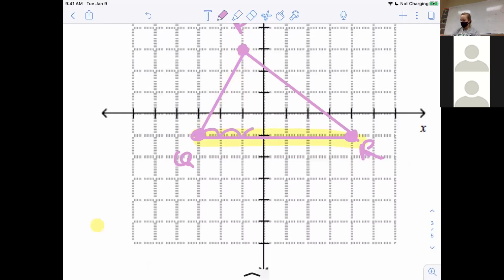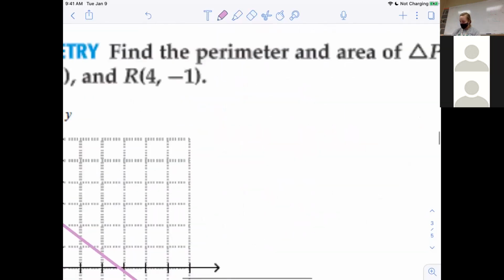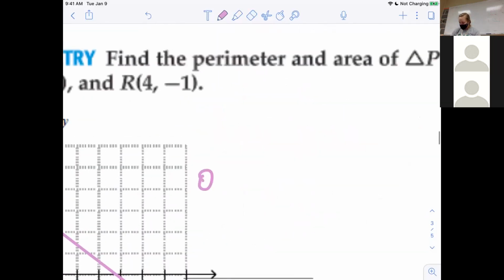1, 2, 3, 4, 5, 6, 7. That is 7. Okay, so I already know QR. That was easy. Okay, now I need to find PR and PQ though.